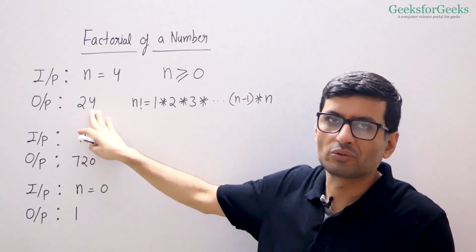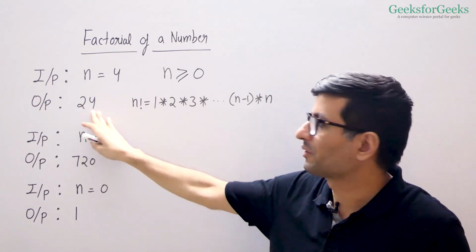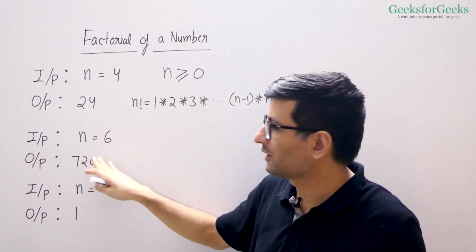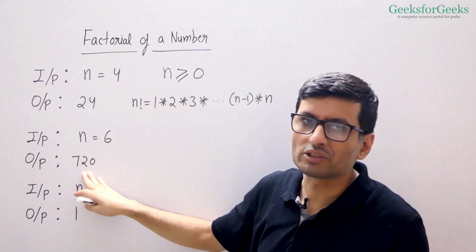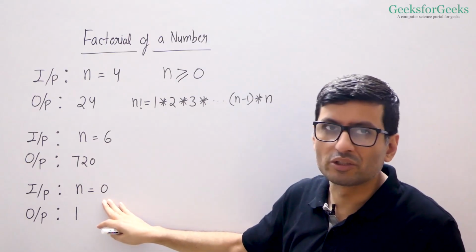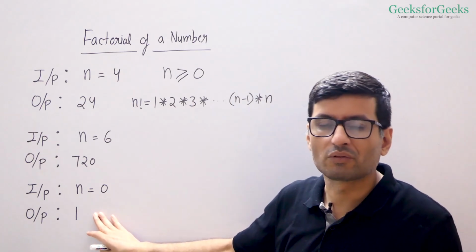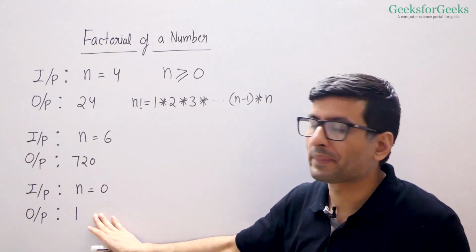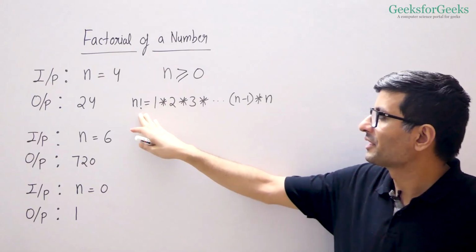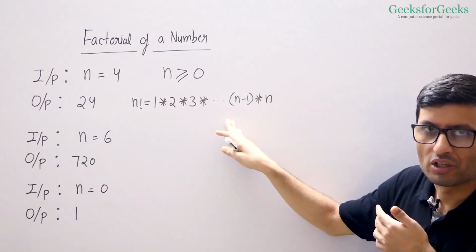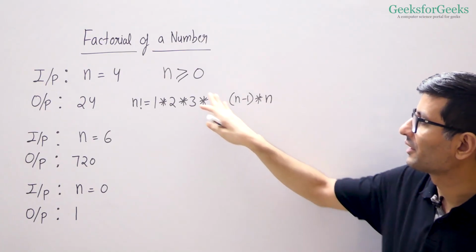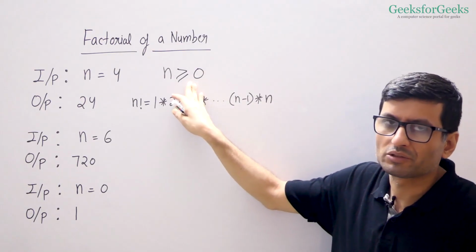It is 1 into 2 into 3 into 4, which is 24. For n equal to 6, it's 720. 1 into 2 into 3 into 4 into 5 into 6. For n equal to 0, our factorial is 1. For n equal to 1 also it's 1. In general, we can say factorial of n is 1 into 2 into 3, multiplication of all numbers till n, and it's defined for numbers greater than or equal to 0.